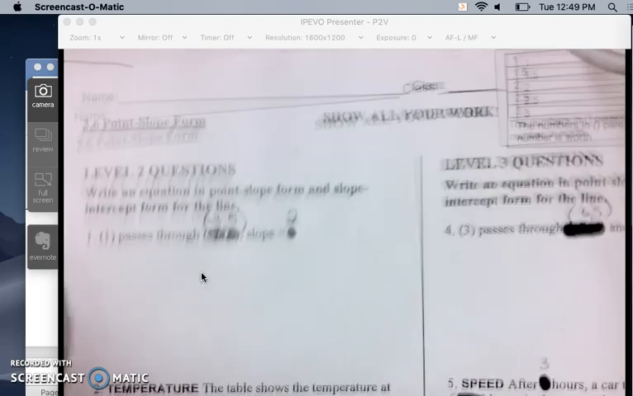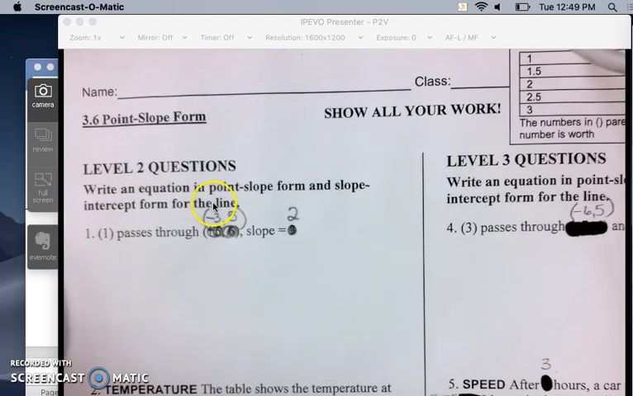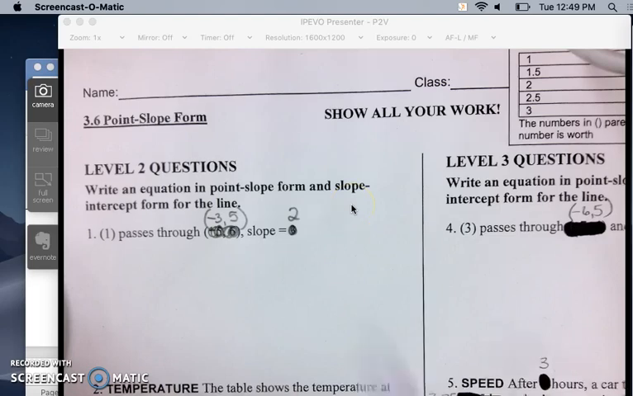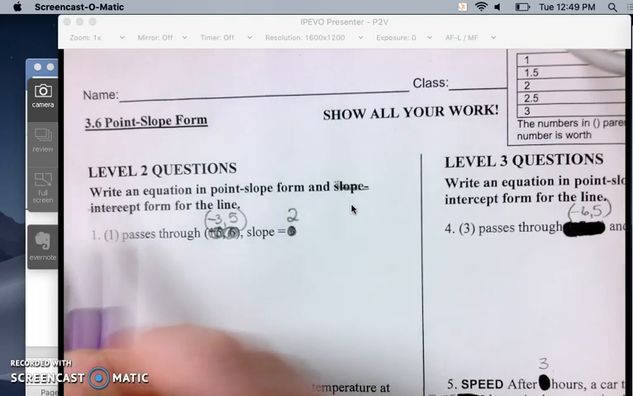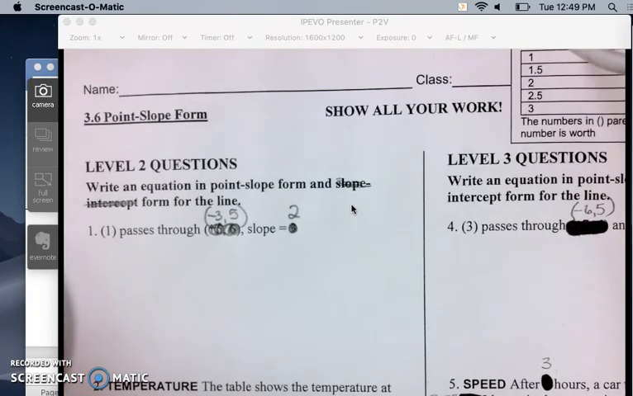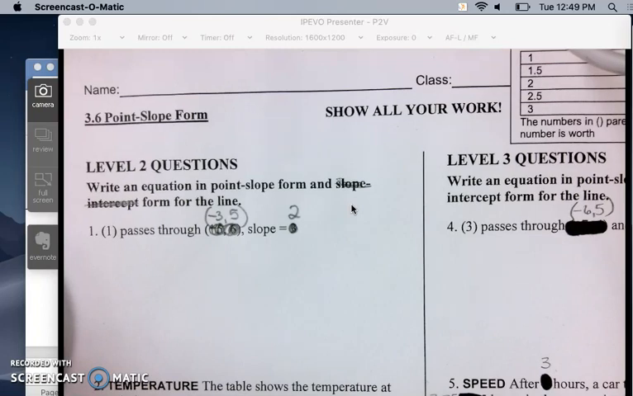Okay, my first example, or number one, says write an equation in point slope form and slope intercept. Again, we didn't go through slope intercept, so that will be taken off of the quiz tomorrow when I go through it today.